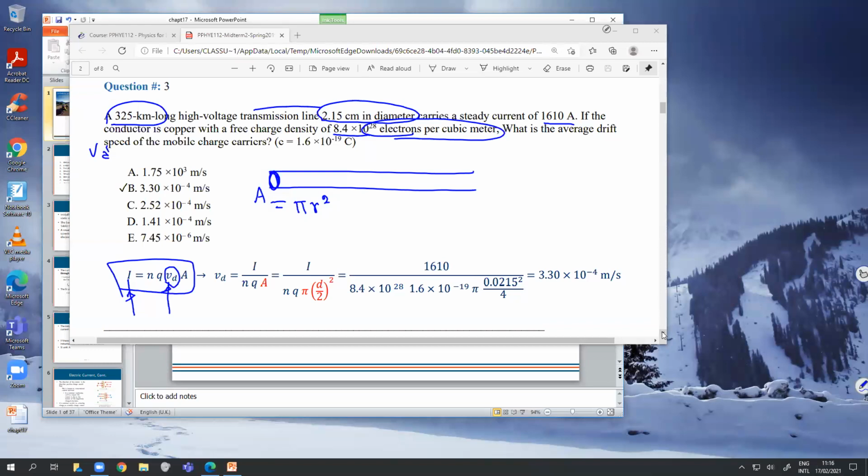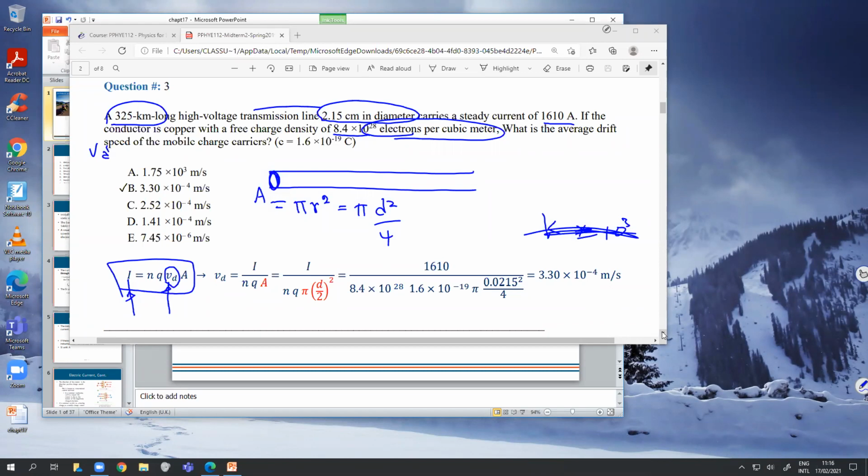Like, what is the prefix kilo stand for? I'm not going to give that in your formula sheet. Kilo, you should know it is 1000, so 10 to the power 3 and things like that. Okay, good. So we have the area because the diameter is given. So it is not the radius, what is given is the diameter. So you should know radius is diameter divided by 2. So the radius squared will be diameter squared divided by 4.